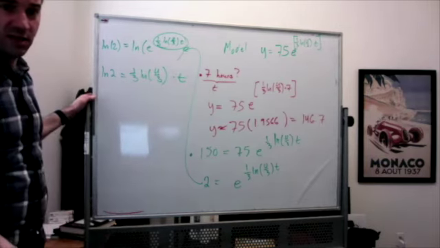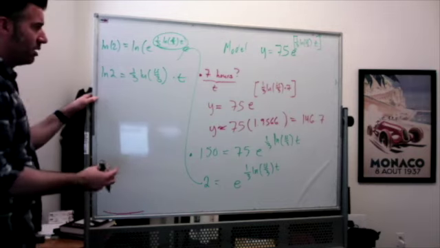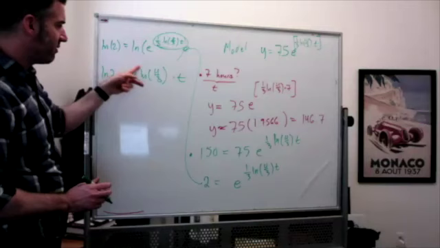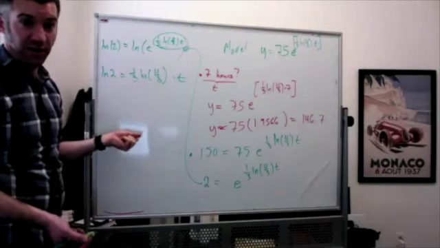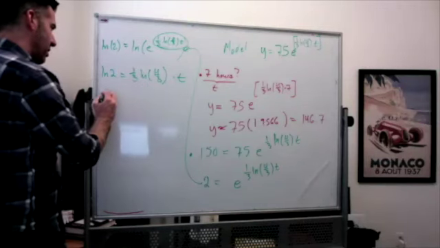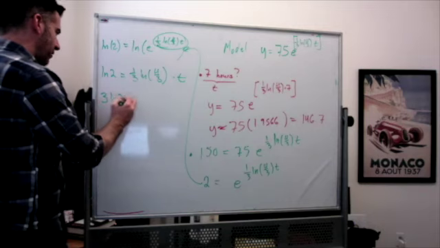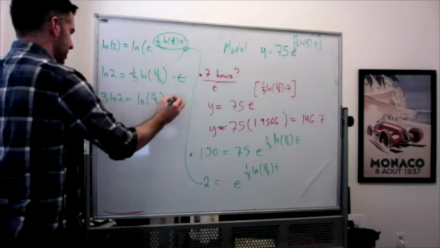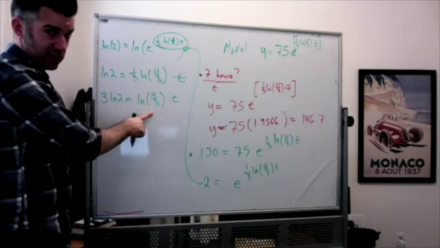And then solving for t is really straightforward. You could divide by all this, but instead of dividing by 1/3, I'd rather just multiply by 3. So I'm going to multiply both sides by 3 and get 3 natural log of 2 equal to the natural log of 4/3 times t. And then divide both sides by natural log of 4/3.